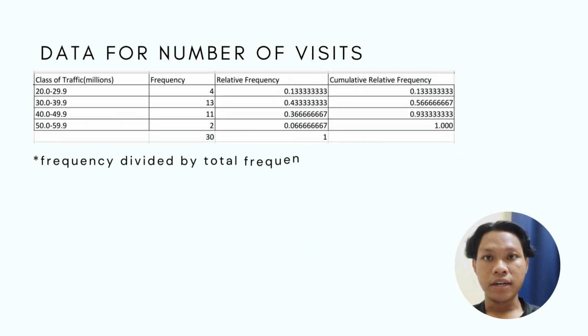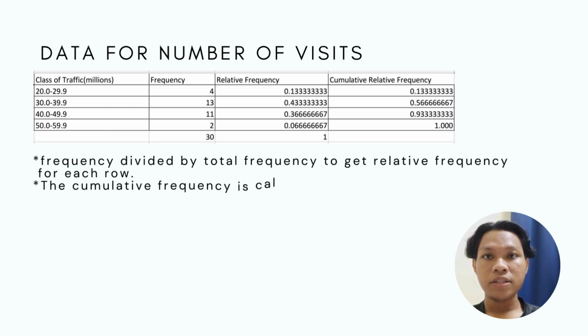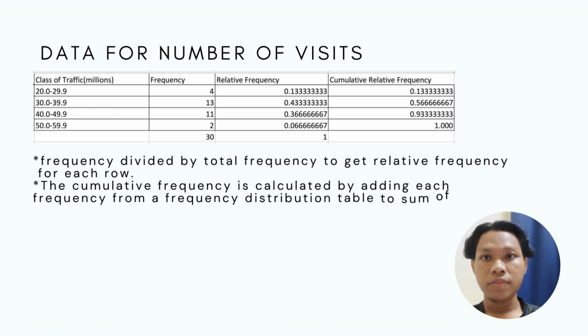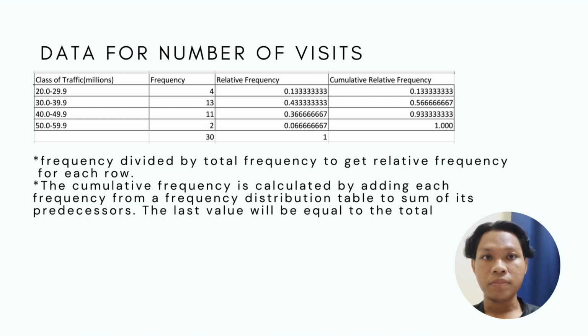Next is to find the relative frequency and the cumulative relative frequency. Based on the frequency that has been obtained, we can find the relative frequency. Frequency divided by total frequency gives the relative frequency for each row. For example, the frequency for the first class is 4, then divided by the total frequency, which is 30. The answer for the relative frequency is 0.133. For the second, third, and fourth class, use the same method to find relative frequency.